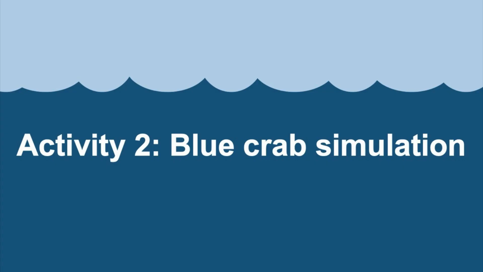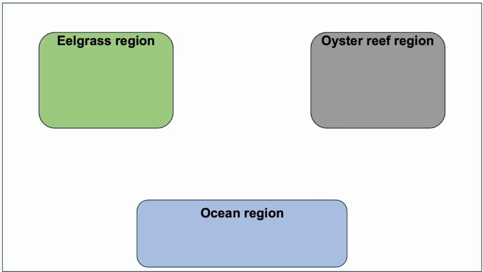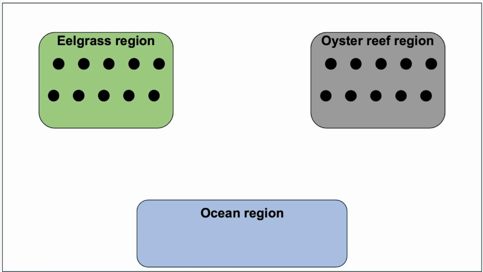In Activity 2, students will explore the interrelationships between populations, communities, and ecosystems. The class will become a blue crab population, and individual students will attempt to complete the blue crab life cycle without being eaten. This activity is best suited for a large open space such as a gymnasium, playground, or grassy field. The instructor will split the space into 3 regions for ocean, eelgrass, and oyster reef. In the eelgrass and oyster reef regions, there will be 10 habitat squares, which are safe zones from predators, but they can only hold 1 crab or student at a time.